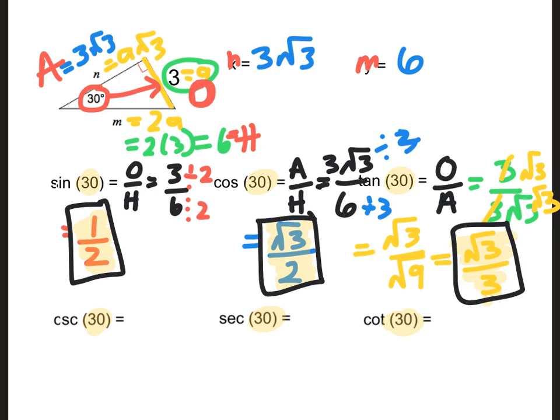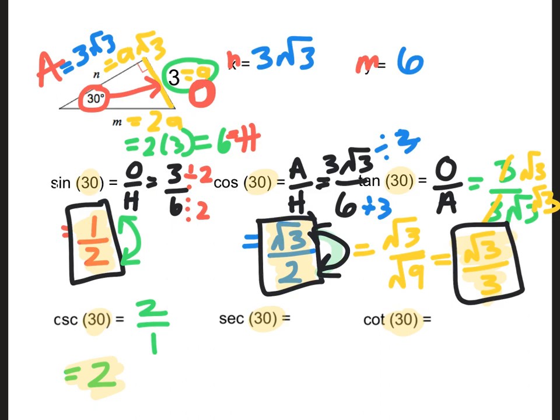All right, then we're going to find cosecant of 30. Remember, for this one, you're essentially just flipping whatever sine was. So we're going to end up doing 2 over 1. And 2 over 1 is just 2, so 2 would be my final answer. For secant, we're going to flip our previous answer for cosine. We're going to flip this one.